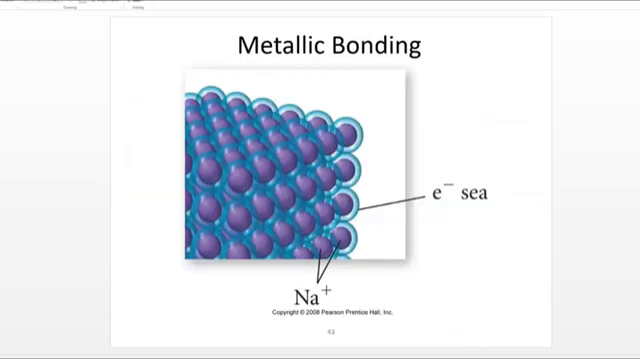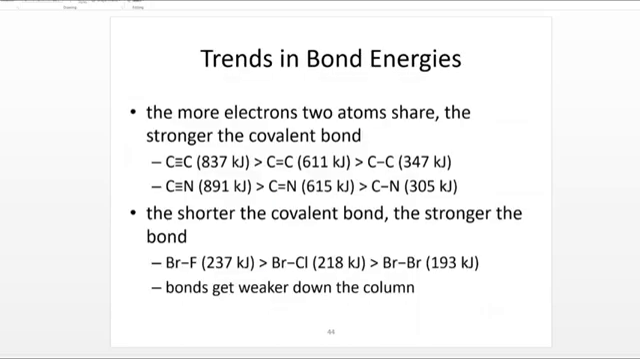Then we have metallic bonding. So in metallic bonding, you basically have a sea of electrons that are flowing between all of the different atoms of the metal in the sample. And this is why metals are mostly conductive, because the electrons can flow freely throughout the metal.